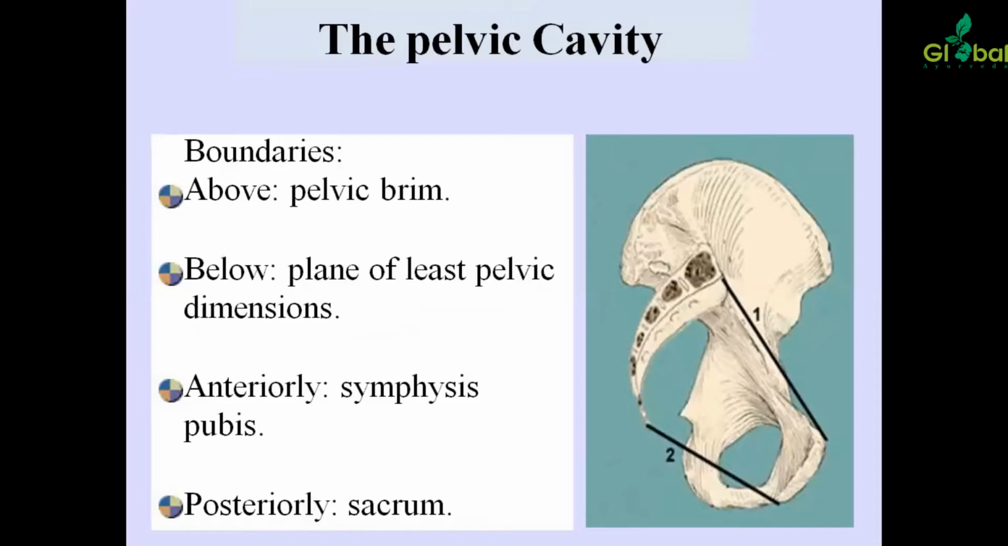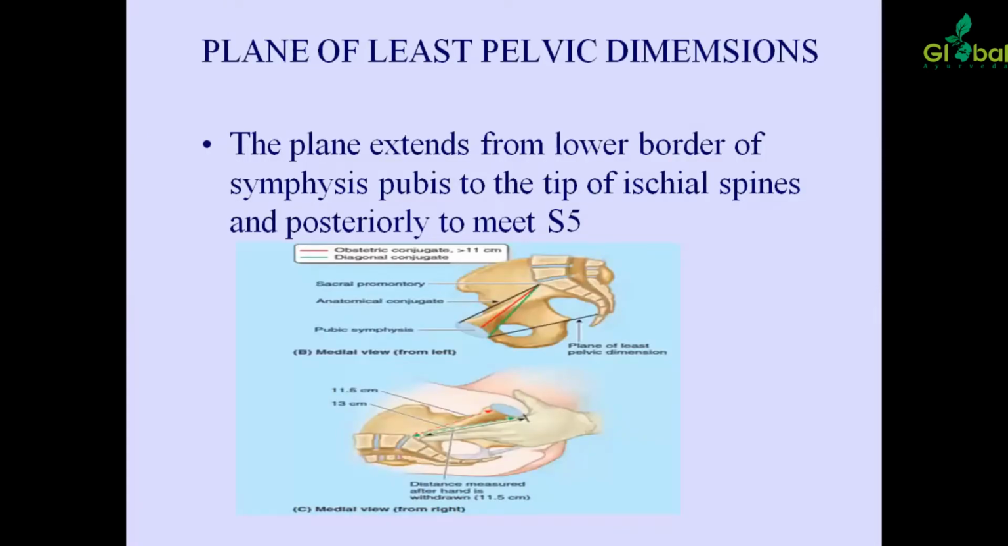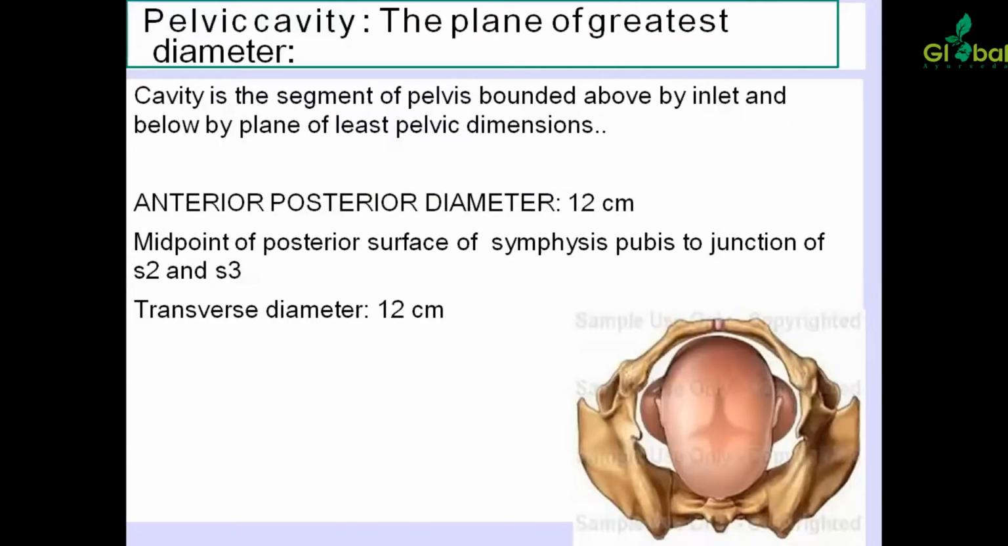Then coming to the pelvic cavity. The pelvic cavity is bounded above by the pelvic brim, below by the plane of least pelvic dimension, anteriorly by the symphysis pubis, and posteriorly by the sacrum. The plane of least pelvic dimension is the plane that extends from the lower part of the symphysis pubis to the tips of the ischial spines and posteriorly to meet the sacrum. Then the pelvic cavity is a segment of the pelvis bounded above by the pelvic inlet and below by the plane of least pelvic dimension, as I said earlier.